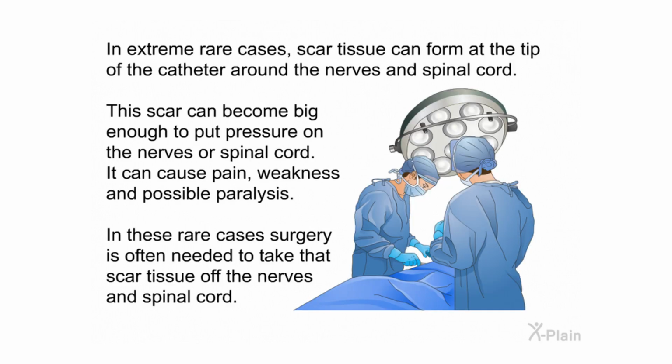In extremely rare cases, scar tissue can form at the tip of the catheter around the nerves and spinal cord. This scar can become big enough to put pressure on the nerves or spinal cord. It can cause pain, weakness, and possible paralysis. In these rare cases, surgery is often needed to take that scar tissue off the nerves and spinal cord.